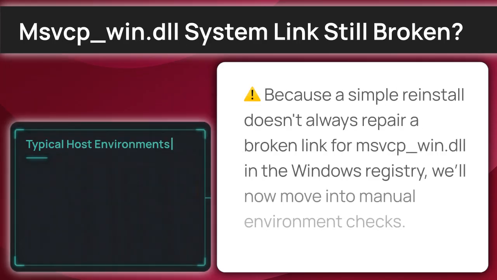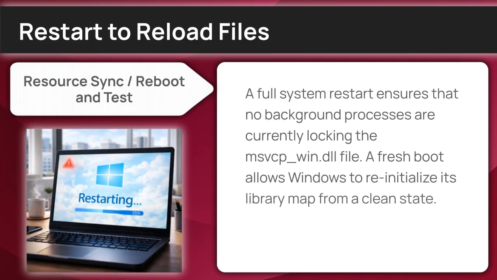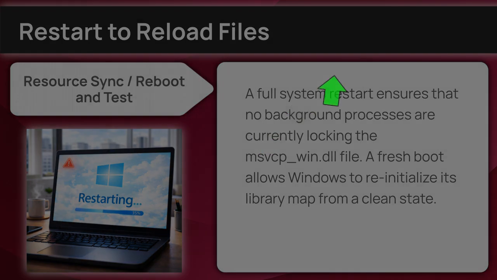If the setup package didn't provide a resolution, we need to look under the hood at how your system handles current session configurations. A quick reboot can determine if the error is transient. While it won't fix a deleted file, it can re-establish the connection between your software and the MSV-CP Windows System file if the path was temporarily busy.